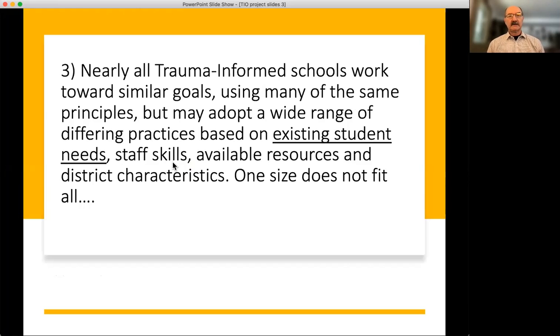Our third topic of this three-part series is how to examine existing student needs within the context of selecting the kinds of programs and strategies that you might need to adopt. Most trauma-informed schools have similar goals and they use a lot of the same principles, but the actual practices differ significantly based on a number of things, as you see listed, including where their kids are with current skills. One size does not fit all.